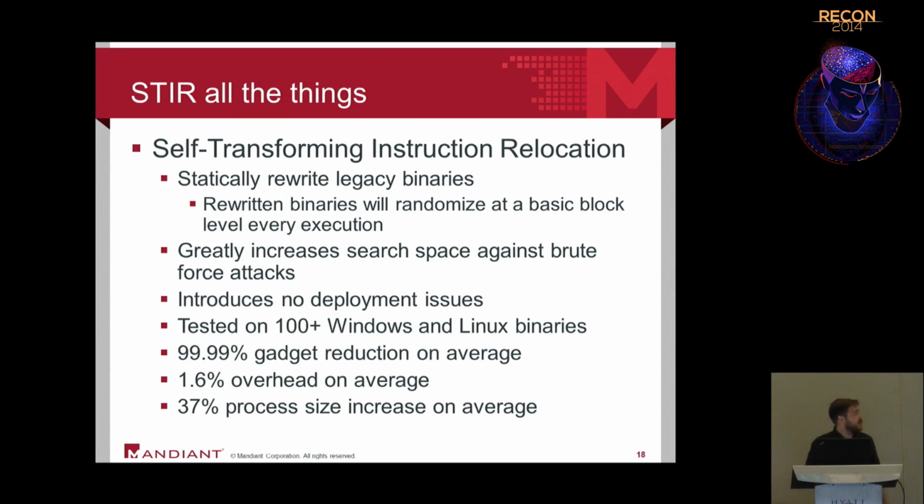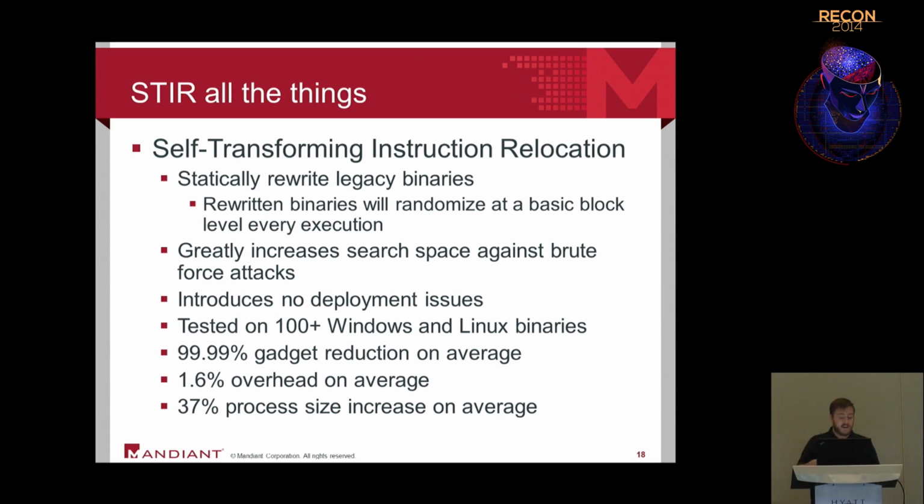So the solution that we came up with is called STIR, or self-transforming instruction relocation. What we do is we statically rewrite legacy binaries so that they will randomize at the basic block level. That really increases the search space. If you wanted to guess where your gadgets are for a ROP attack, it becomes really, really difficult. So we introduced no deployment issues. We did this for Windows and Linux, and we're successful on both. And I'll show some numbers a little bit later. But we have a little less than 2% overhead on average.